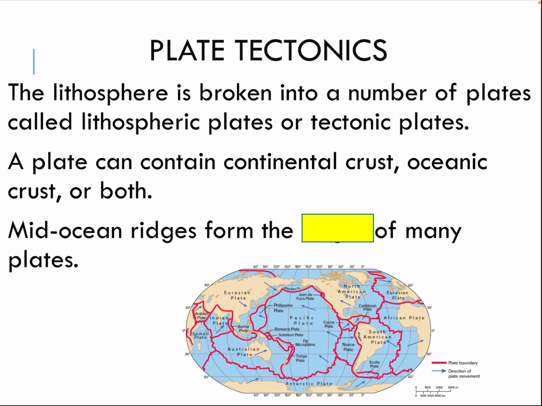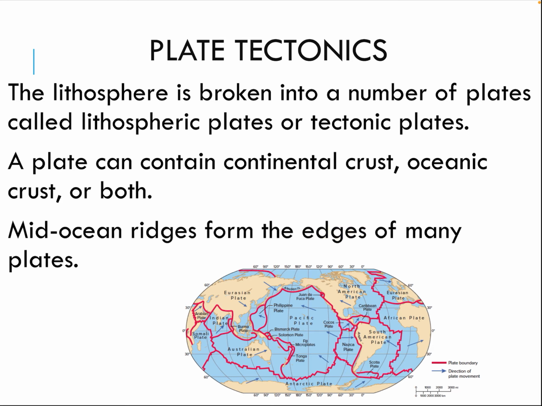Now, the lithosphere, which is the crust, and the little bit under the crust, is broken into a number of plates. There's about 20, and they're called lithospheric plates or tectonic plates. They can contain only continental crust, although you can't see it really well on this picture. Some of them contain just oceanic crust, like the Pacific plate in the middle there. And then most of them contain continental crust and oceanic crust, like the North American plate and the South American plate. And mid-ocean ridges form the edges of many of those plates.